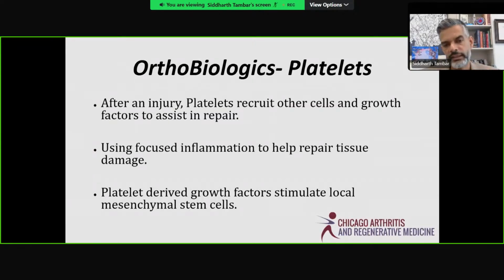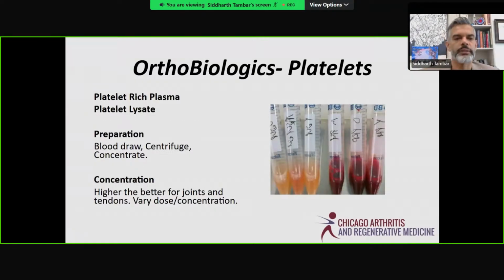Injecting platelets into an area that's been damaged creates a micro-inflammatory process there, not total body, just that one area, stimulating your local mesenchymal stem cells. It starts that normal healing process. There's different types of platelets. That picture on the right shows amber-colored or yellow-colored platelets. That's what we're aiming for. That's platelet-rich plasma, very high concentration, without any red blood cells, so it's less inflammatory. That's the one we'd recommend injecting into joints, tendons, ligaments, and around nerves.